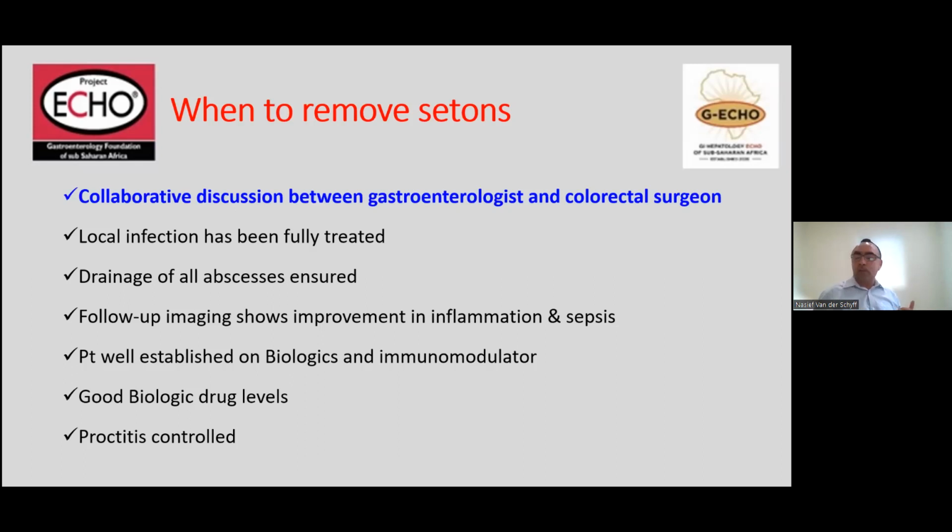We want to take out the setons because as long as the setons are there, essentially that fistula tract will never close. But in order for this to happen, that local infection has to be fully treated. All abscesses have to be adequately drained. Patients should have had follow-up imaging to show that there's improvement in inflammation and sepsis. Patients should be generally well established on biologics and immunomodulator therapy. There are good biologic drug levels shown on therapeutic drug monitoring, and the proctitis, if it's present, has been well controlled.